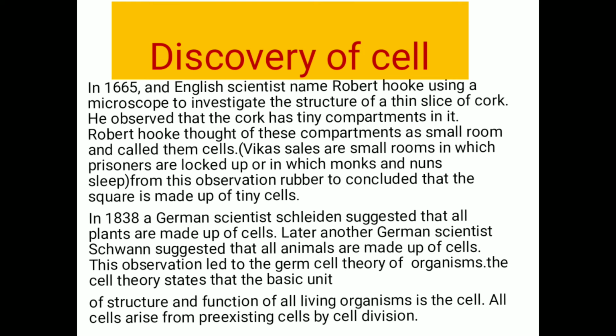The living plant cells were, however, not empty like cork. They were found to contain a number of tiny structures called cell organelles. In 1838, a German scientist, Schleiden, suggested that all plants are made up of cells. A year later, another German scientist, Schwann, suggested that all animals are made of cells.